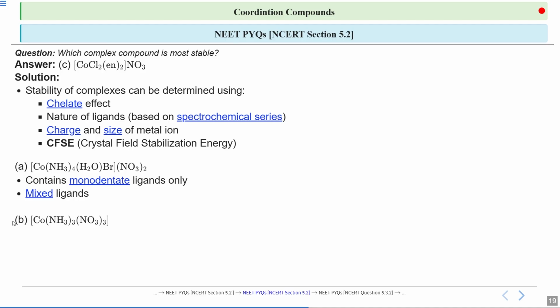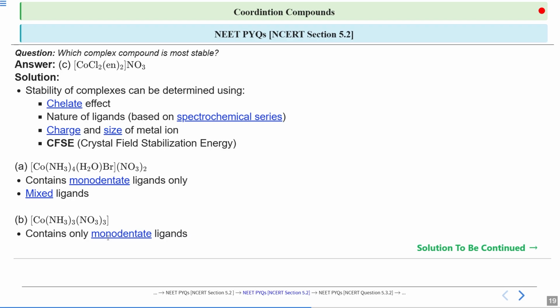In the B complex, we have [Co(NH3)3(NO3)3]. Here also only monodentate ligands are present, ammonia and NO3, having only one donor atom which can bind to the central metal ion. So we have to find the most stable complex, which you can determine using these four factors: whether there is a chelate effect, the nature of the ligand, the charge and size of the metal ion, and the CFSE.